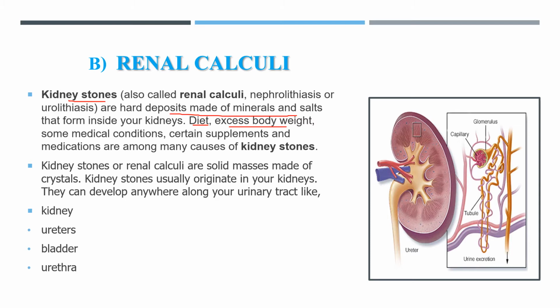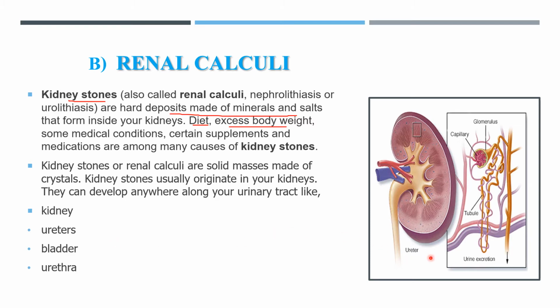So moving forward, kidney stones or renal calculi are solid masses made of crystals. Kidney stones usually originate in your kidneys. They can develop anywhere along your urinary tract, like kidney, ureters, bladder, urethra. So they are not limited only to the kidneys, but can develop in the ureters, in the bladder, in the urethra too.